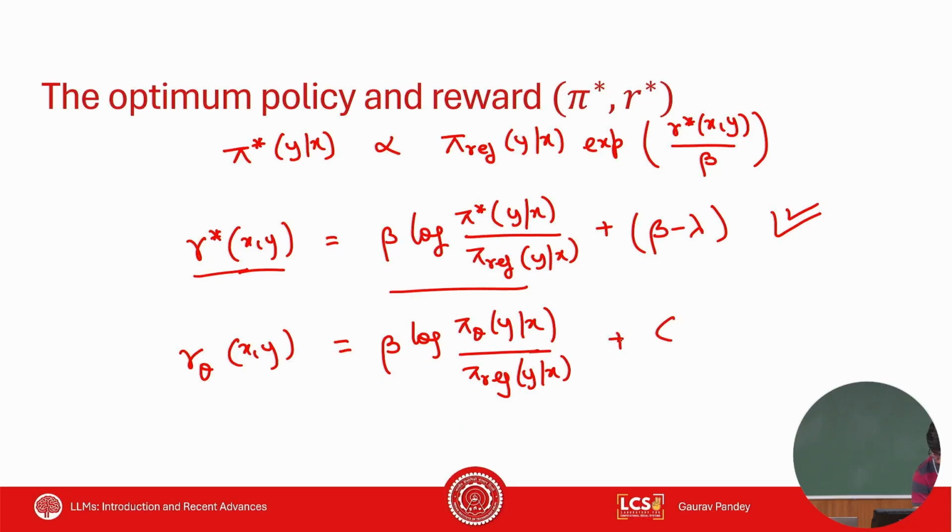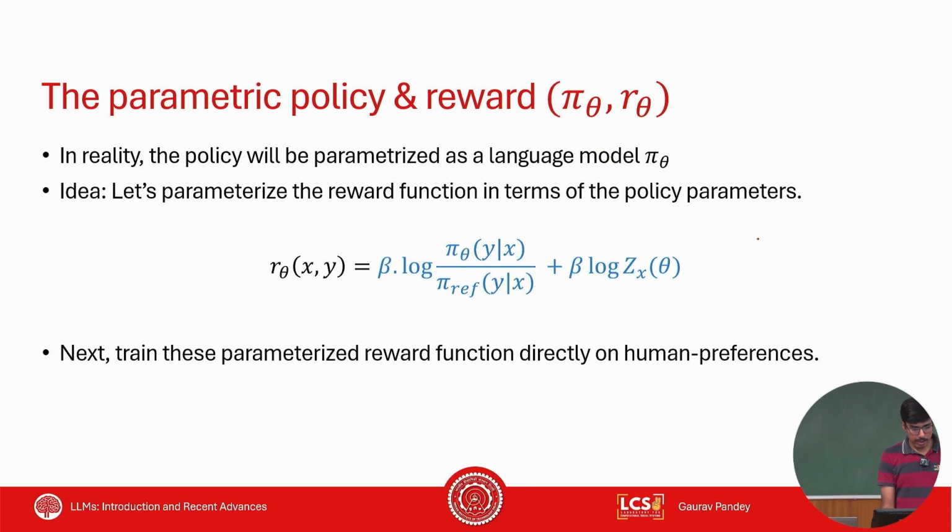Plus some constant. We'll assume that our reward models have this particular form, and then we'll put this equation in the reward model training objective. So this is the motivation for them: the equation says the optimal reward can be written as a function of the optimal policy. And then they say, okay, if the optimal reward can be written like this, I will assume that all my reward models can be written like this. And then you put that equation in the reward model training objective.